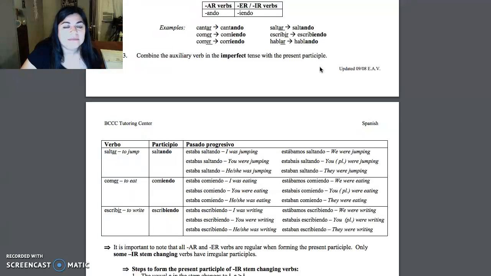Bien, take around a minute and write an example of an AR, ER, or IR verb like the ones written down here as an example.